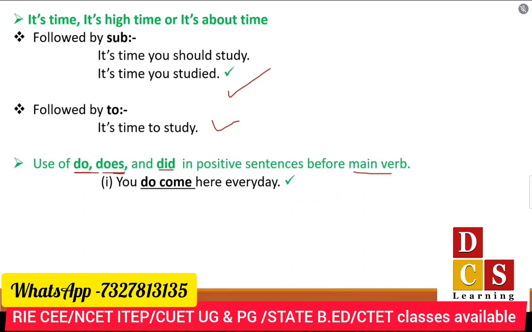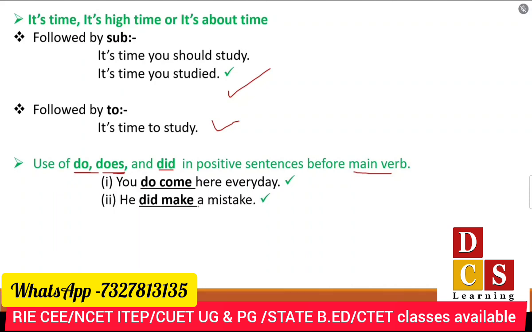So what is the meaning of this sentence? You are trying to emphasize the main verb of the subject, right? You do come here every day. तुम यहाँ पे रोज आते ही हो, right? You are emphasizing on this. I do study every day. Yes or no?